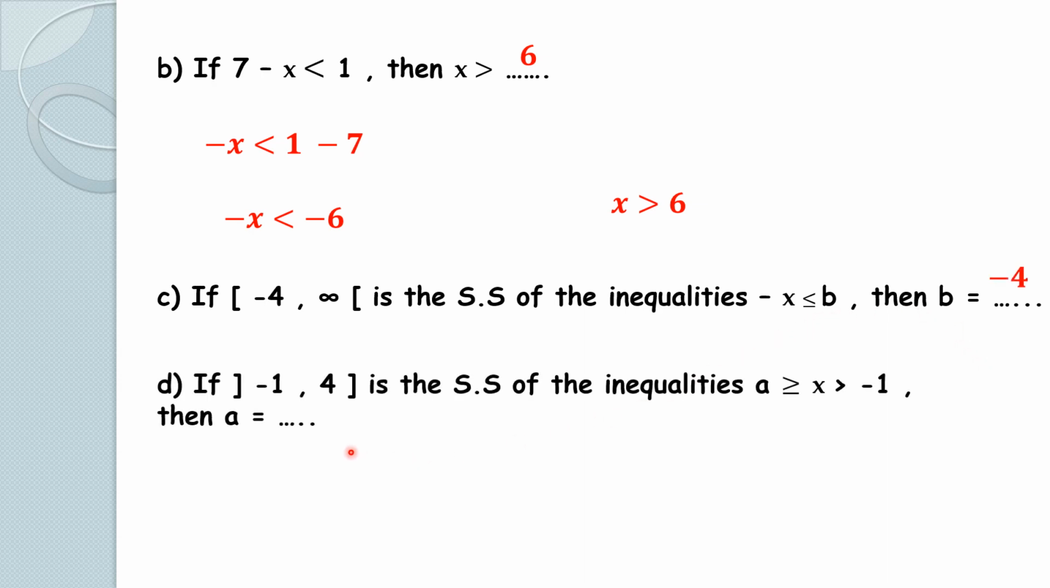Number D: if the interval negative 1 open and 4 closed is the solution set of the inequality a more than or equal x more than negative 1. Here we have negative 1. So a equals 4. Okay, thank you.